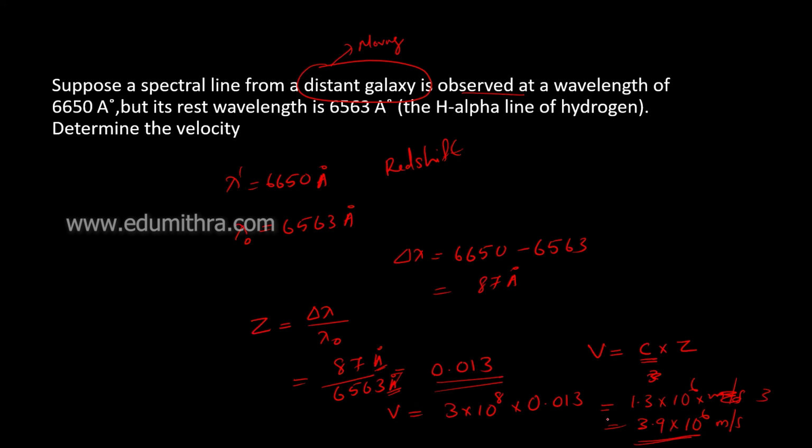And how do we know that it is moving away? Because the observed wavelength is more than the rest wavelength. If it was the opposite, then the same calculation will hold and we say that it is coming towards us. Okay, so that is from the shift. I hope it is clear for you. So that's it. I think there is nothing.